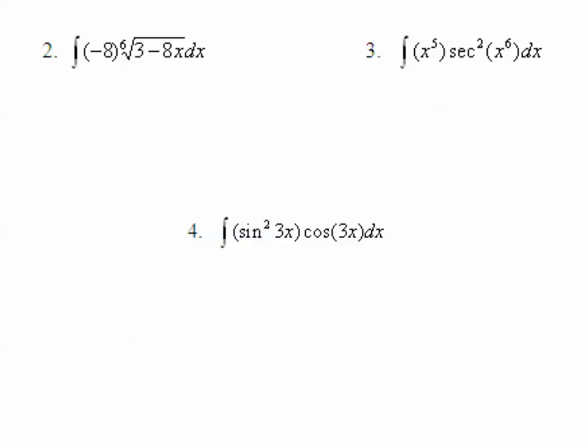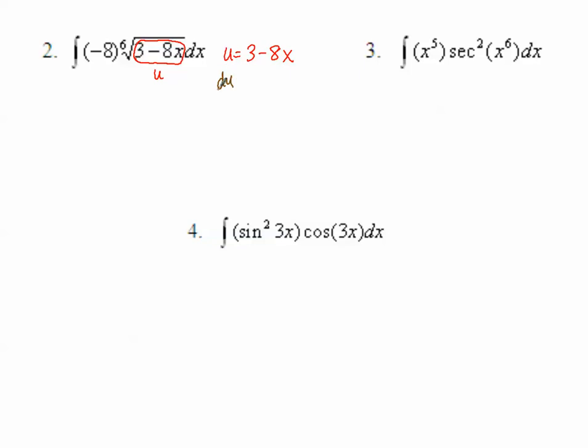First, we determine what is the inner function. This says the 6th root of 3 minus 8x. So the stuff that's in the radical is the stuff that's in our group. So that's what we call the u. U is 3 minus 8x. What do we do after we've identified the u?